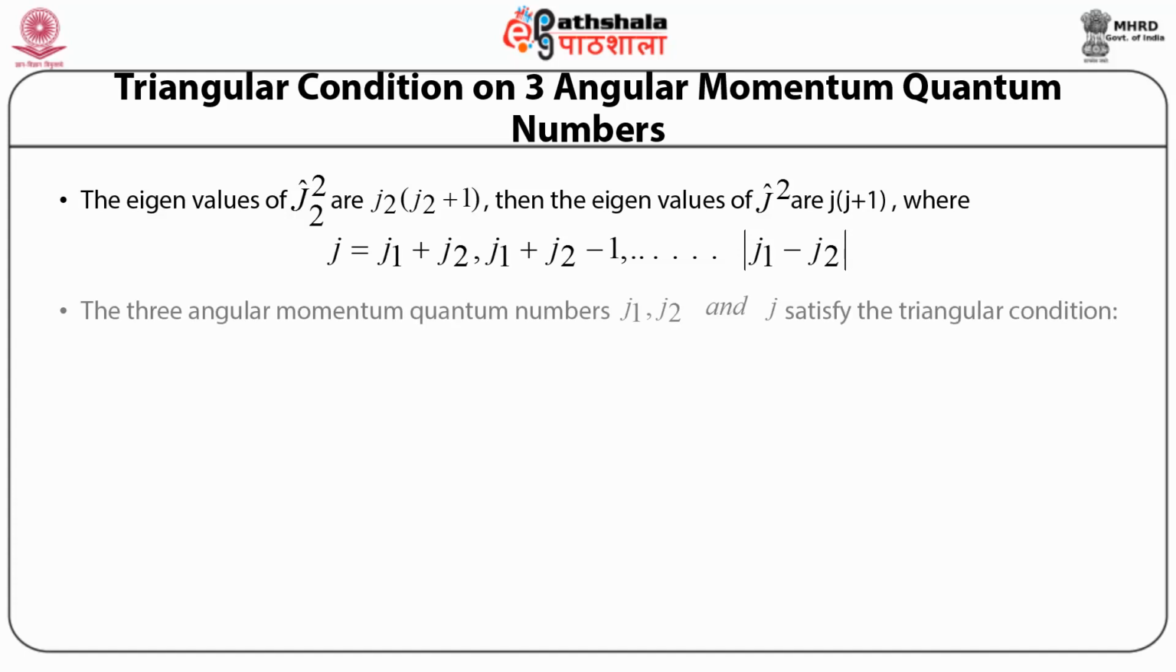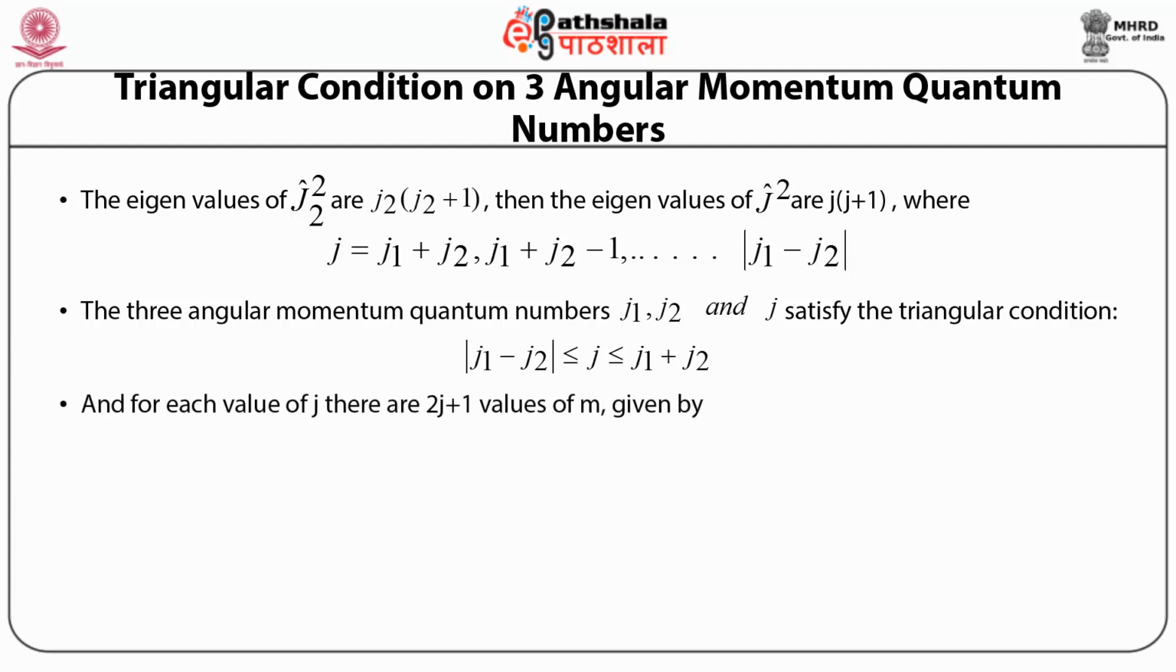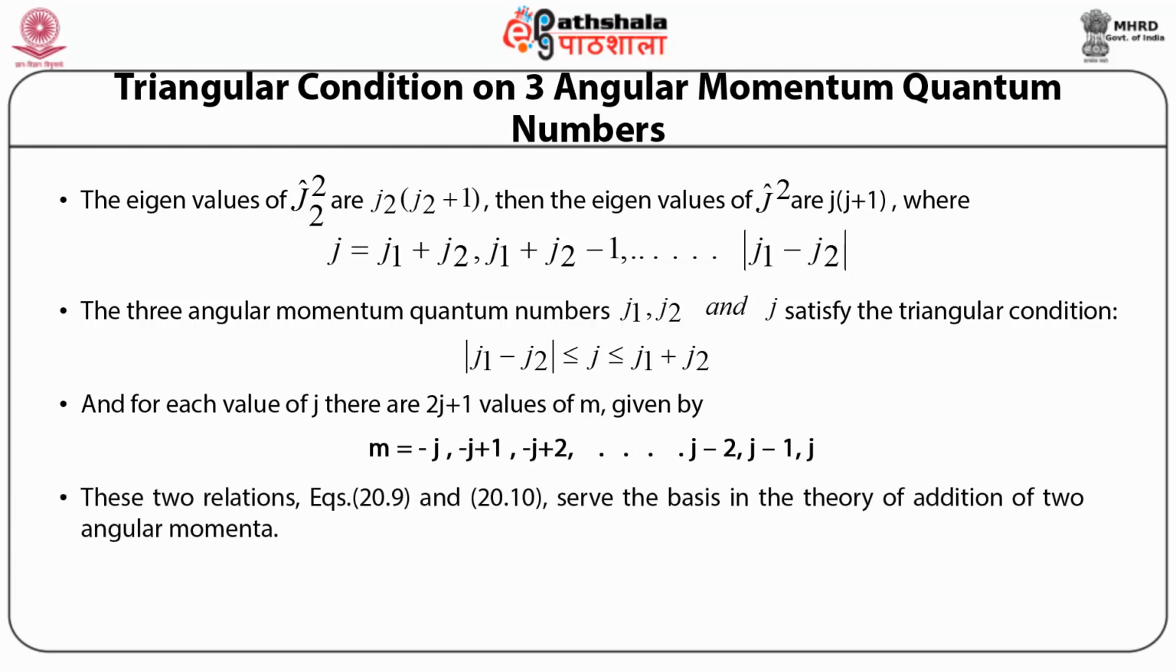The three angular momentum quantum numbers J1, J2 and J satisfy the triangular condition given by J greater than or equal to modulus of J1 minus J2 and less than or equal to J1 plus J2. And for each value of J, there are 2J plus 1 values of M given by M equal to minus J to plus J. These two relations described by equations 9 and 10 serve as the basis in the theory of addition of two angular momenta.